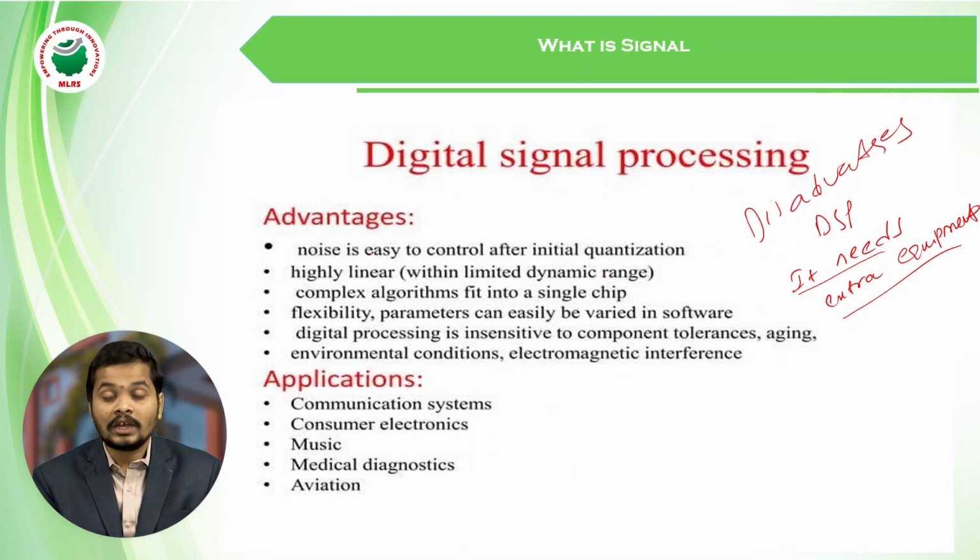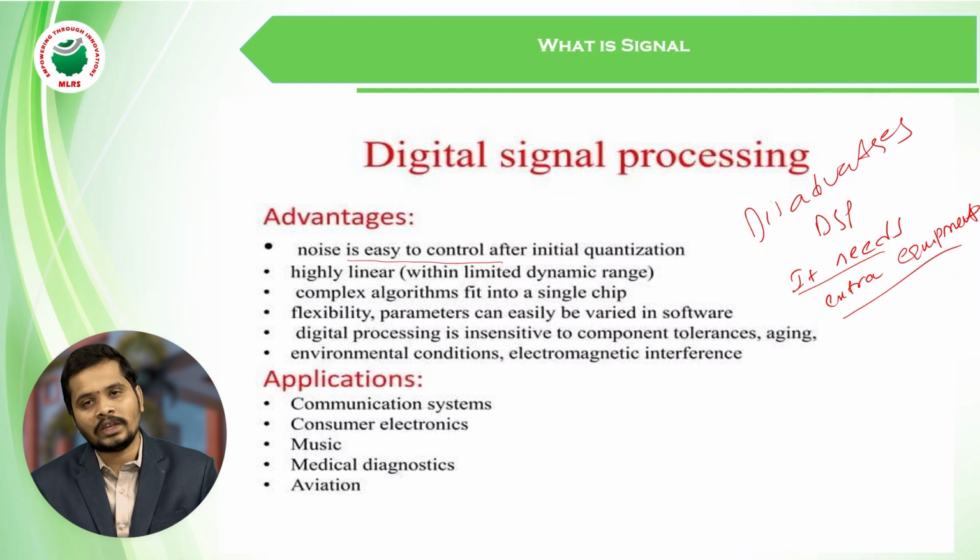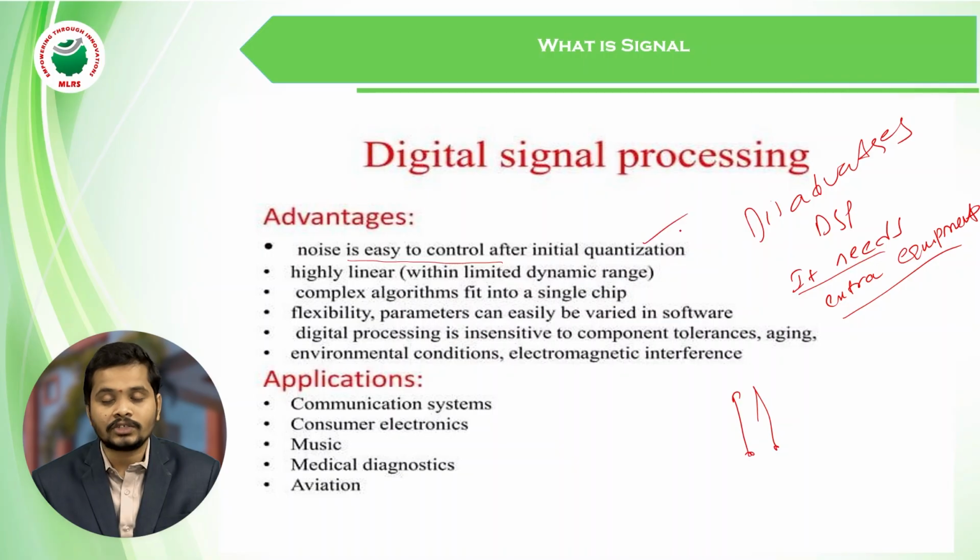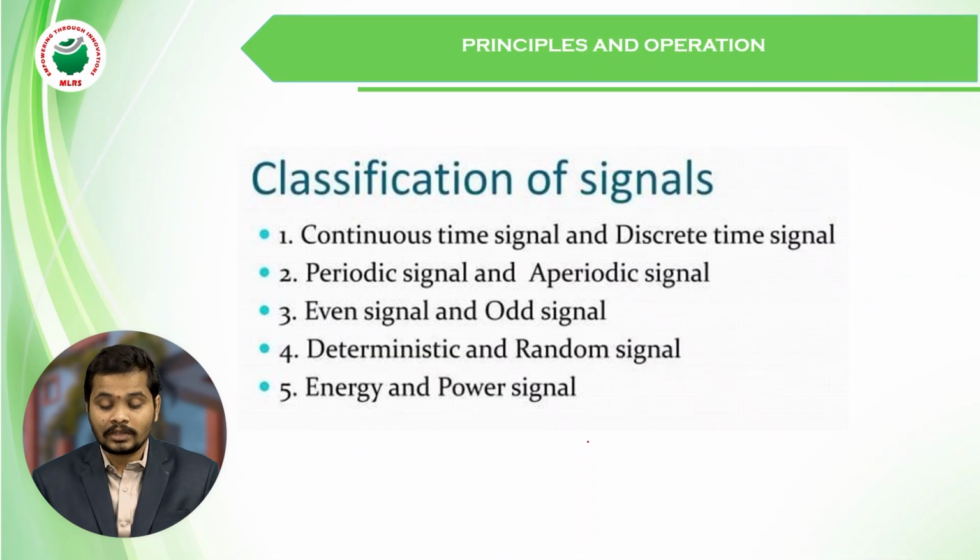And coming to the advantages, noise is easy to control after quantization. Compared to noise control in the analog signal, it is very easy in the digital signal due to quantization, because it will be defined at particular values only. So after quantization, the signal has been converted to a digital signal, and it is easy to control the noise. It is also highly linear, and complex algorithms fit into a single chip, because of digitalness you can use digital chips. And the applications are communication systems, consumer electronics, music, medical, and many other digital signal processor applications.